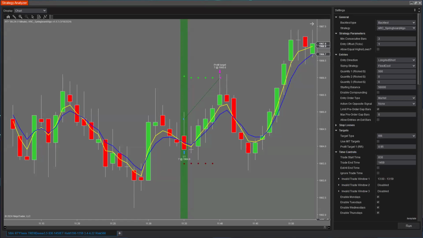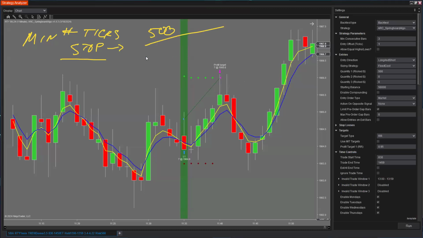Yes, there is. What you want to do in this case is set a minimum number of ticks for the stop, and this is built into the algo. What that's going to do is, if your risk is, let's say, 500 per trade, then you can figure out the max contracts for your prop firm.